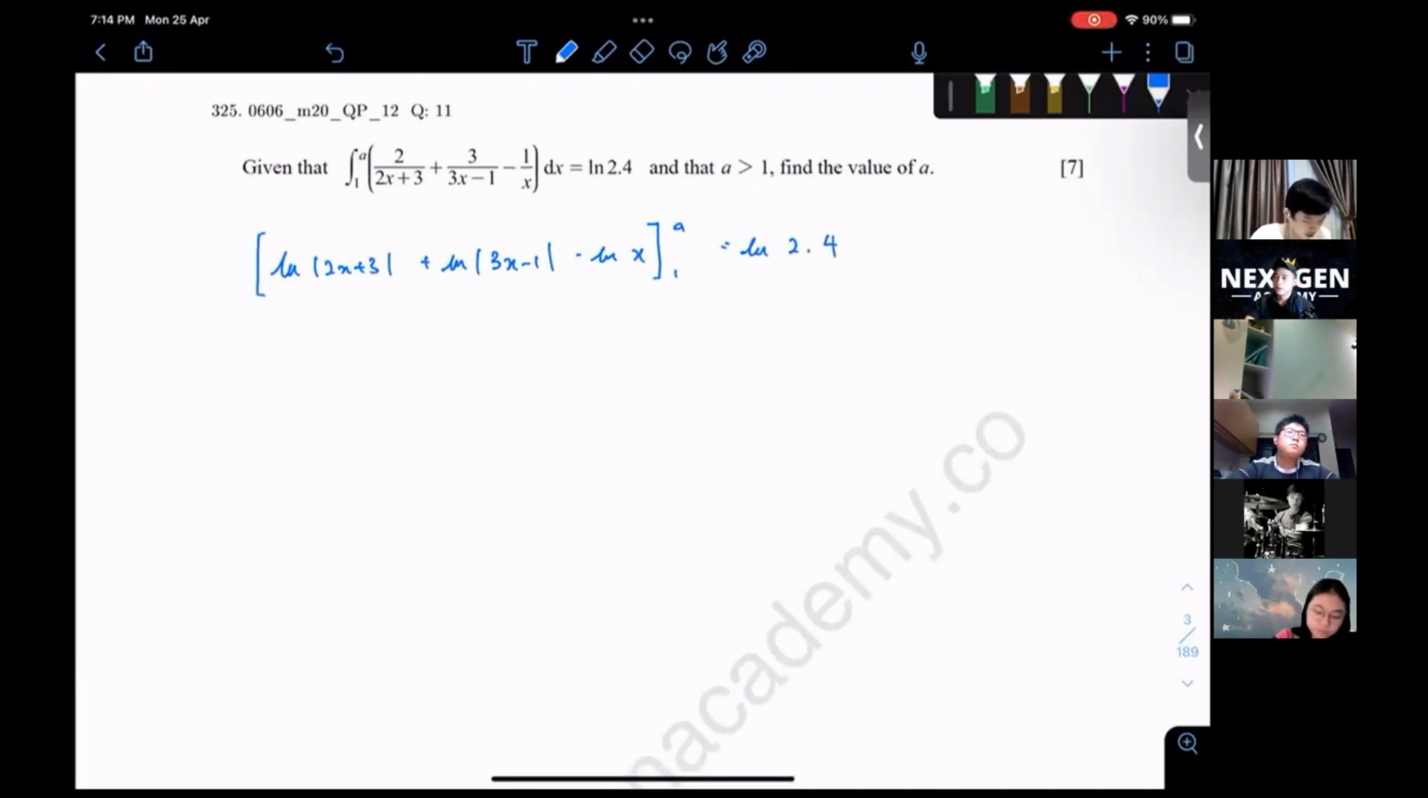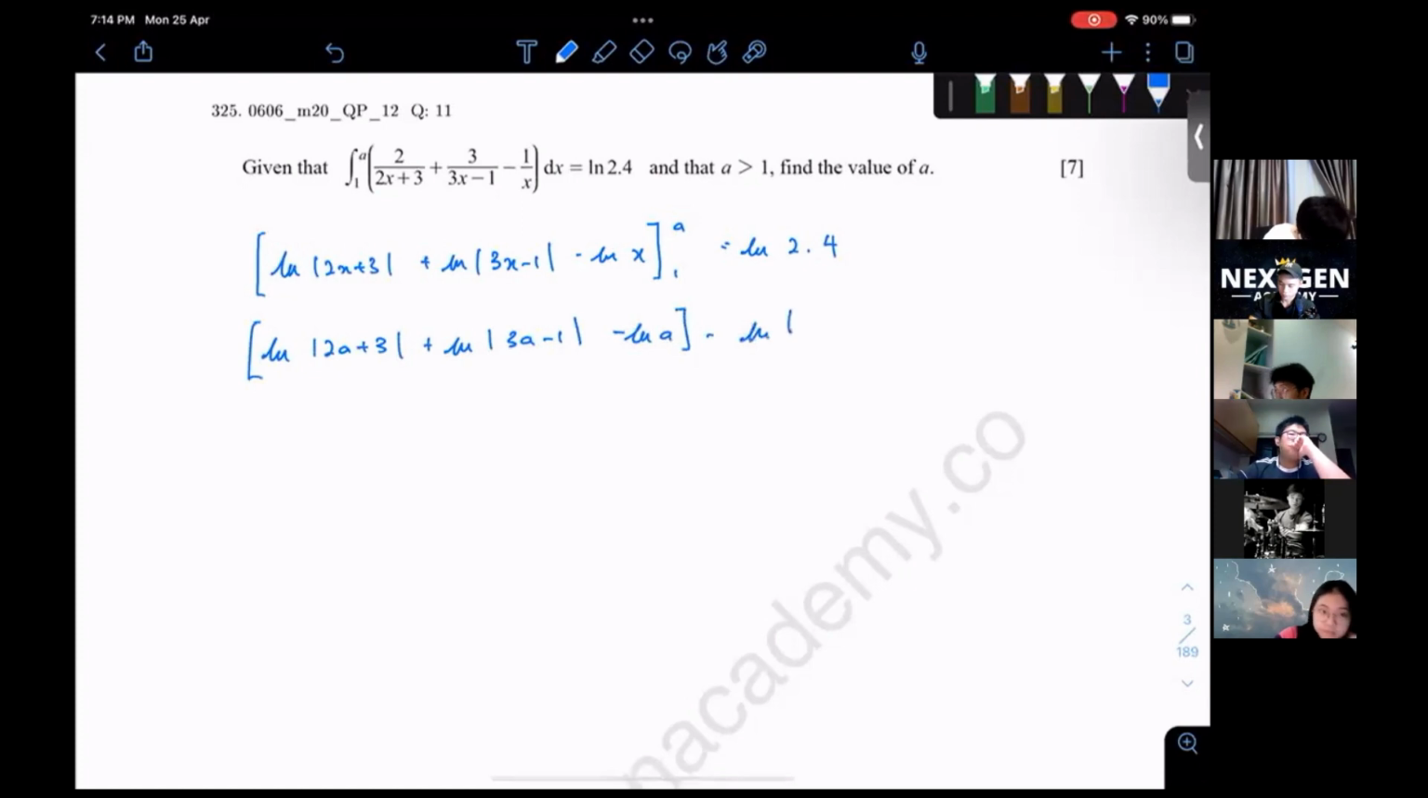Okay, ln 2.4, and then? Then substitute all of the things inside. Okay, let's slowly substitute one by one, because there are marks for it. In fact, this first line is already 2 marks, so it's actually quite easy to score on this one. Tell me, when you substitute inside, what do you get? ln 2a plus 3 plus ln 3a minus 1 minus ln a, then minus ln 5 minus ln 2 minus ln 1.